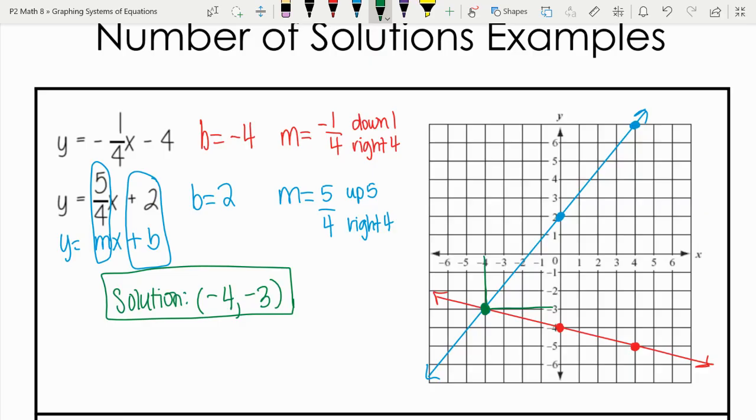So when my lines cross one time, that means that we have one solution. There is one solution because my lines intersect just one time.